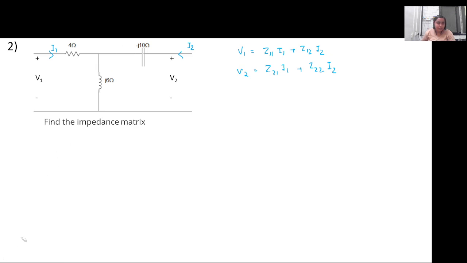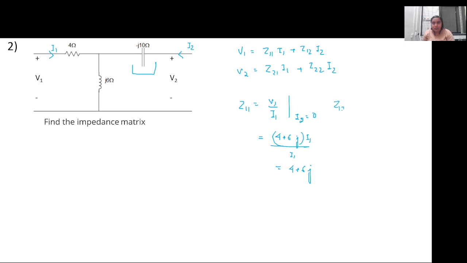Z11 is V1 by I1 with I2 equal to 0. So can you just look into the circuit and tell me what will be the value of Z11? I2 equal to 0 means this part of the branch has nothing, plus 6J. 4 plus 6J into I1 by I1, so it will be equal to 4 plus 6J.